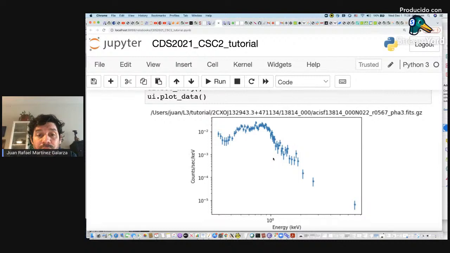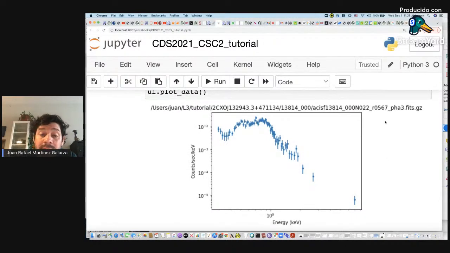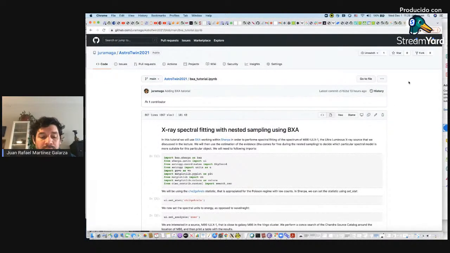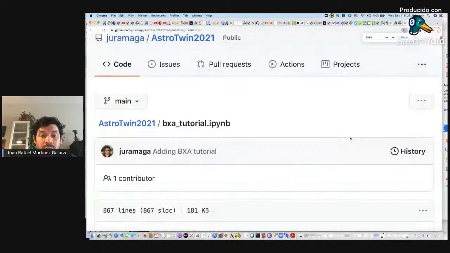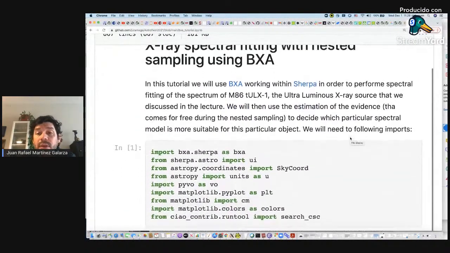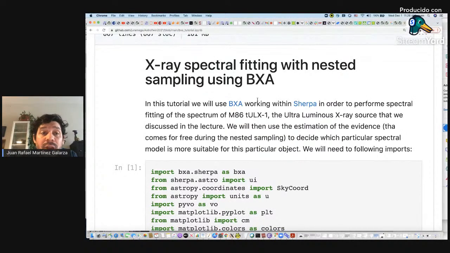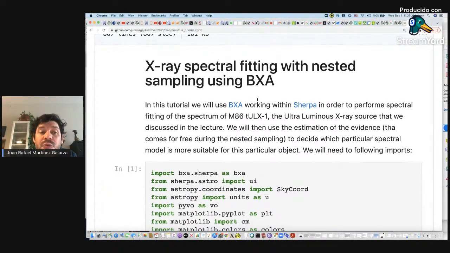So what I'm going to show you next is how you do the spectral fitting using BXA, which is a particular Bayesian code to do MCMC sampling using nested sampling that I explained at the end of the lecture. So for that, I am going to move to this other notebook that I shared with you guys and with Esteban earlier today. And again, I am going to make it super big because I don't know if you see it. You can follow this notebook if you want to do spectral fitting of X-ray sources using Sherpa and BXA.